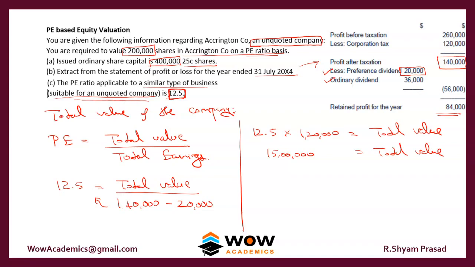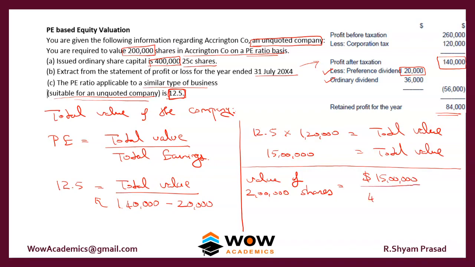So we don't need to find out the total value. What they want in the problem is the value of 2 lakh shares. So that's what they want. So we'll work it out. So this 15 million is for how many shares? This is for 4 lakh shares because that's the total number of shares in the company. We want only for 2 lakh shares. So we'll solve it. So proportionately it should be 7,50,000.